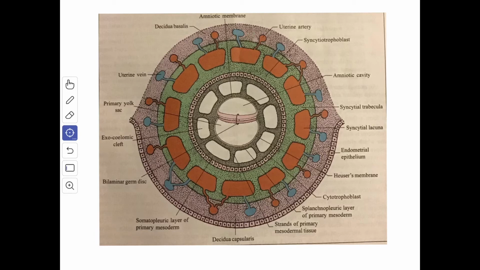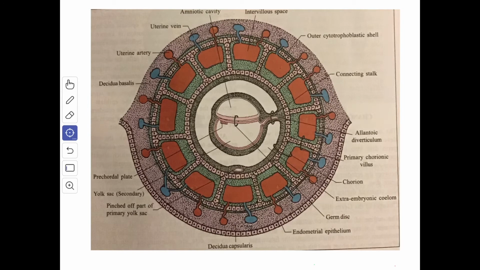In this image, the green one is the syncytial trophoblast. Within the syncytial trophoblast, you can see these are the lacunae, now filled with the maternal blood, establishing uteroplacental circulation. And this layer of cells is the cytotrophoblast. In between the lacunae, you have the trabeculae. And this is the decidua basalis, and this is the decidua capsularis.